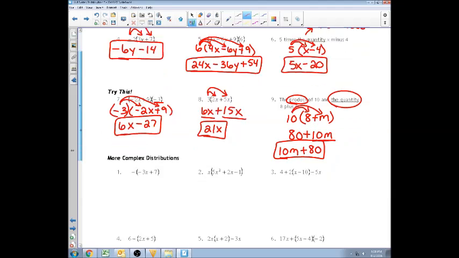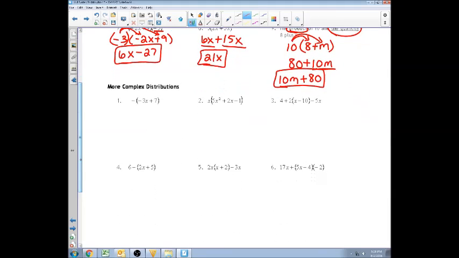Okay? Let's look at the more complex distributions. Still, just follow the same rules and you'll be okay. Follow your order of operations as well. If there's just a negative in front of the parentheses, what can I put in between? Well, a 1. I have negative 1 now to distribute. So negative 1 times negative 3x would get me positive 3x. Then I have the negative 1 times the positive 7. It would get me a negative 7.